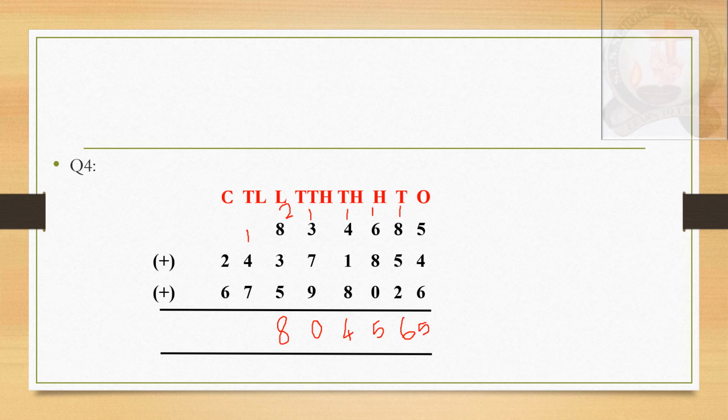So 1 plus 4 is 5, 5 plus 7 is 12. For 12, write 2, 1 carry to the next digit. So 1 plus 2 is 3, 3 plus 6 is 9. Okay, so this is the answer. If you put commas, you will get it like this: 9 crore 28 lakh 4,506.